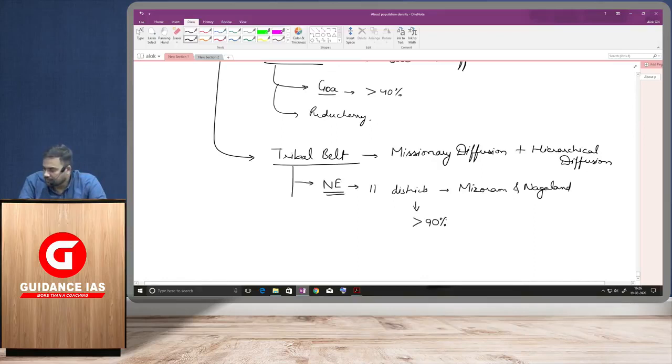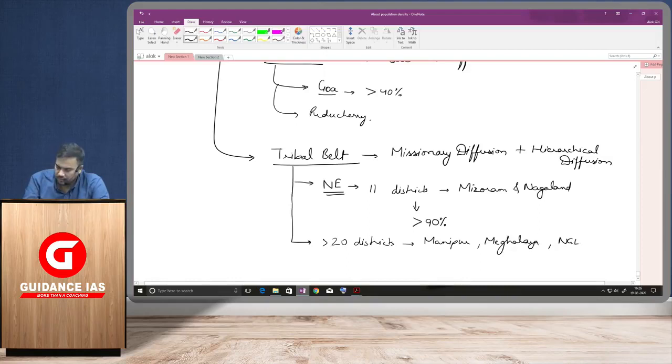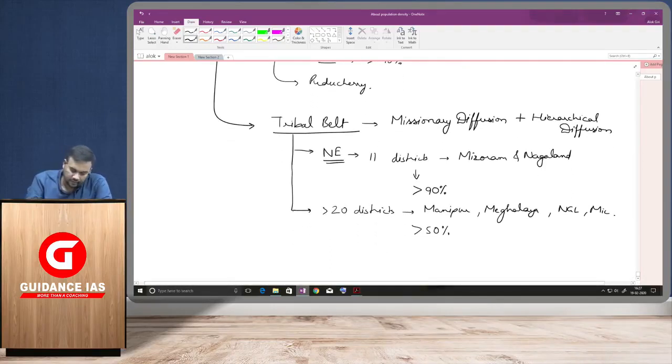While there were more than 20 districts spread in Manipur, Meghalaya, Nagaland and Mizoram, where the concentration was above 50%. Again, this is the most important belt of Christianity in the case of India. So this is another area, the tribal belt.